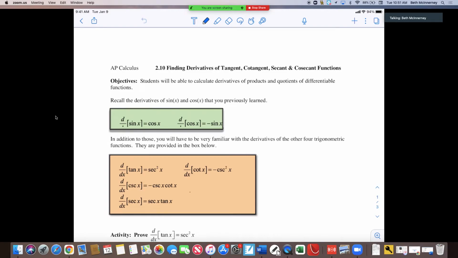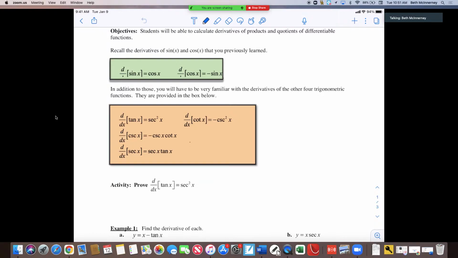In 210, we're going to wrap up the trig derivatives, and we're going to start with what we had done previously, which was the derivative of sine is cosine, and the derivative of cosine is negative sine. So here are the other four.